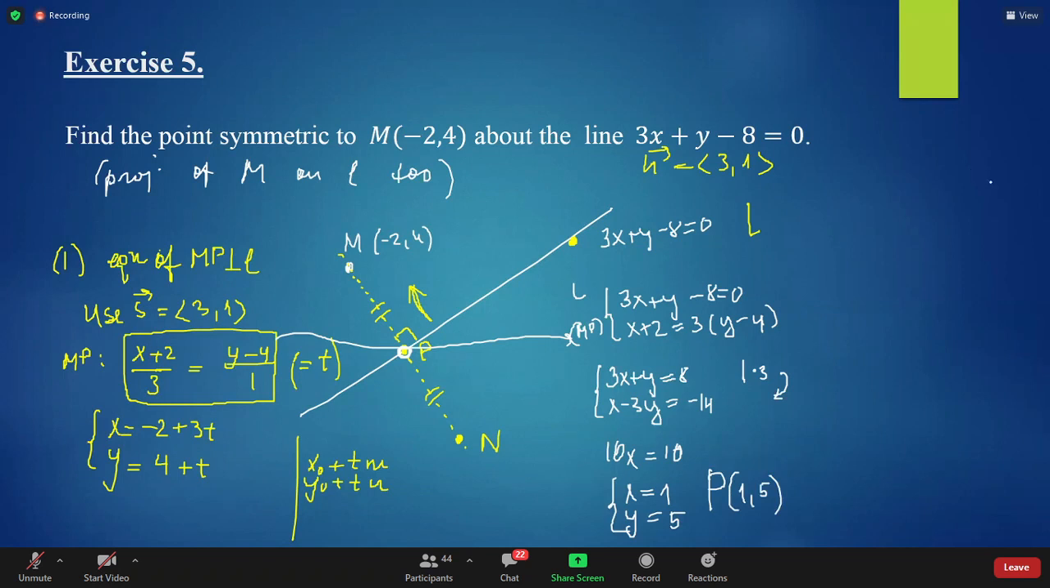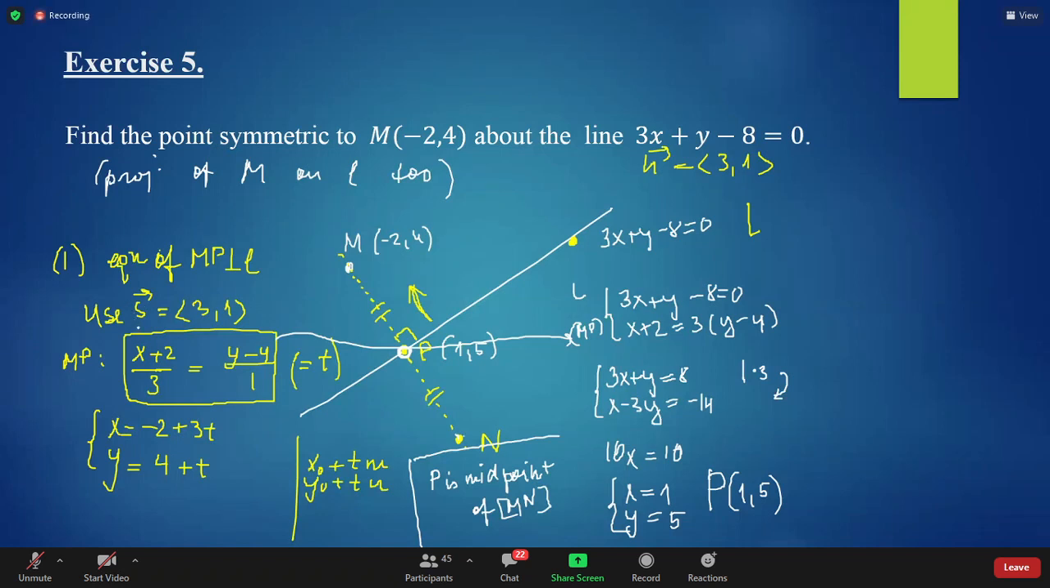And if I know the coordinates of P, 1, 5, I can, in principle, find the distance from M to P. And I can find the point N. How do I find the point N? By simply understanding that P now is the midpoint of MN, of the segment MN. That is, I can find the coordinates of N using the coordinates of M and of P.